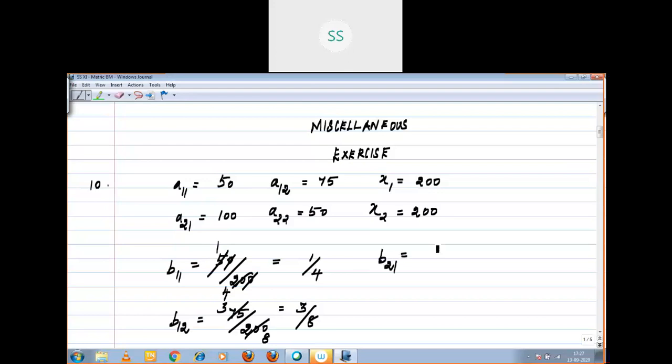Next, B21. A21 divided by X2. So your answer is 1 by 2. B22 is A22 divided by X2. Your answer is 1 by 4.